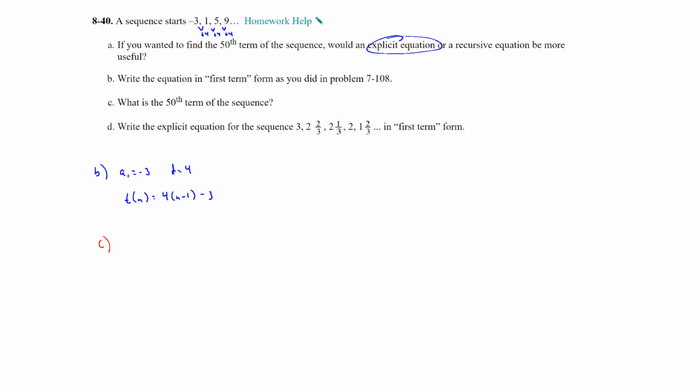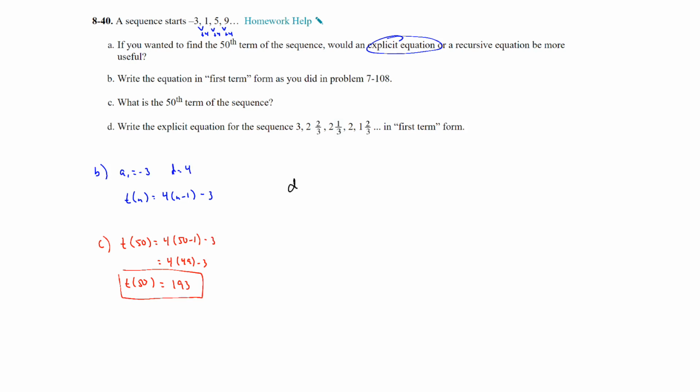C, what is the 50th term of the sequence? Well, now we can plug it in. T of 50 is equal to 4 times 50 minus 1 minus 3. So 4 times 49 minus 3 would be 193. So the 50th term is 193.